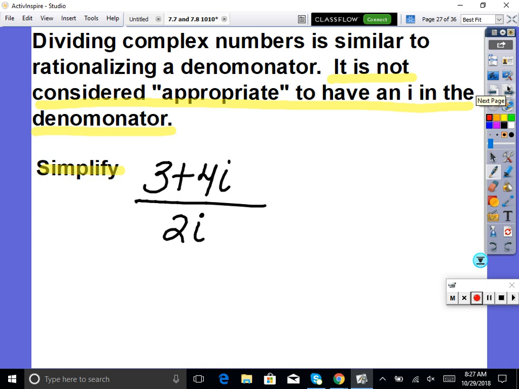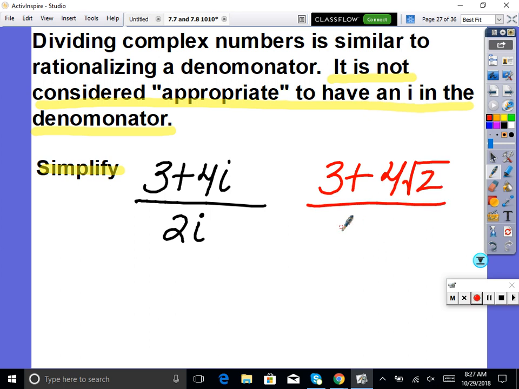Okay, so now let's talk about dividing complex numbers. Just like, if I had 3 plus 4 root 2, for example, all over the square root of 2, is it appropriate to have a radical in the denominator? No. Well, it's also not appropriate to have an i in the denominator. So we quote-unquote rationalize the denominator. We multiply by root 2, don't we? So the top and bottom, everyone here. We've got to get rid of i. So we can't have an i in the denominator.